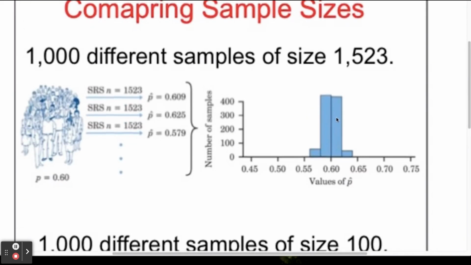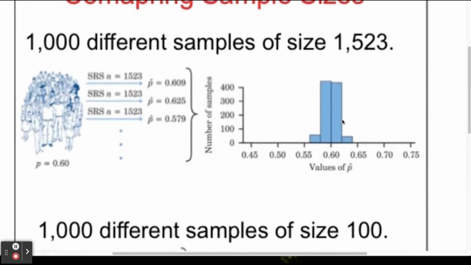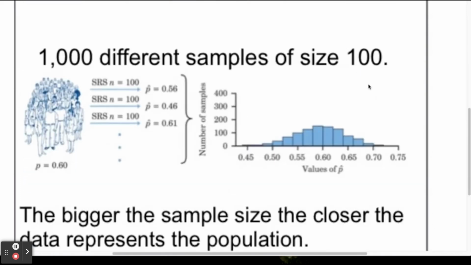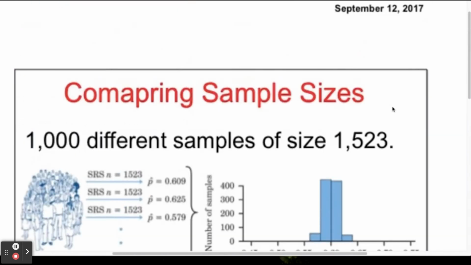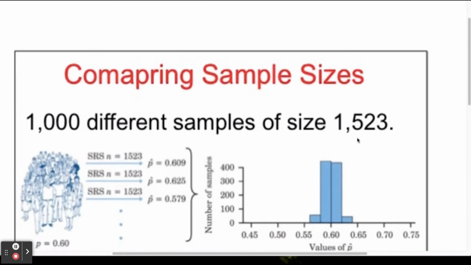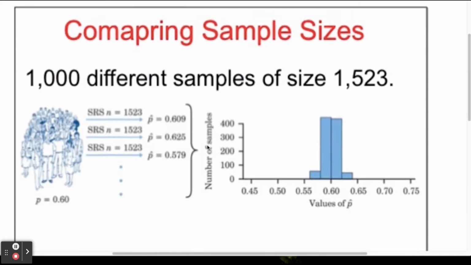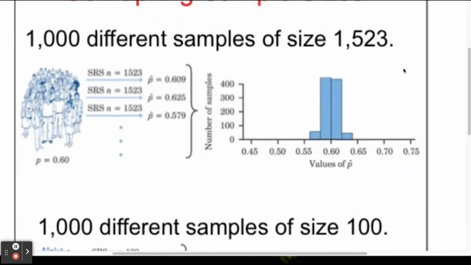So here's another picture of the same idea. Here's 1,000 different samples of size 1,523. Here's what we were just looking at, the 1,000 different samples of 100. Notice the difference in the graphs. Again, it goes back to the idea that the more people that you can survey, the more accurate results you're going to get. So in this case, we surveyed a lot more people. We still only took 1,000 samples, but every sample included 1,523 people.